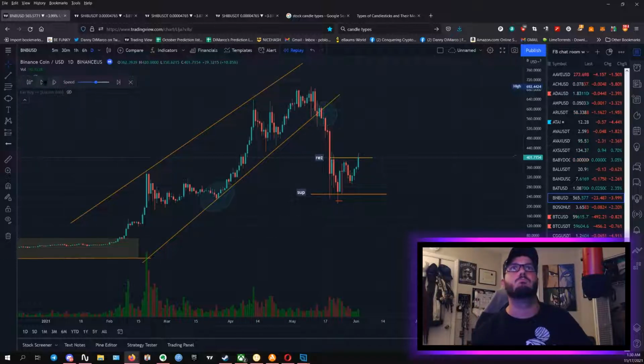Let's continue. So now we have our tunnel. We have a solid support bottom. We have a solid resistance top. Let's see what happens.